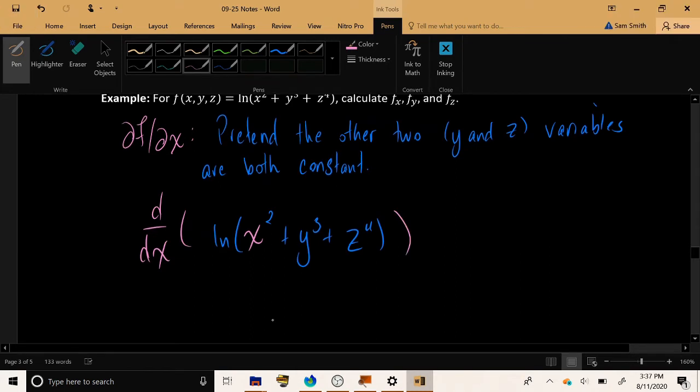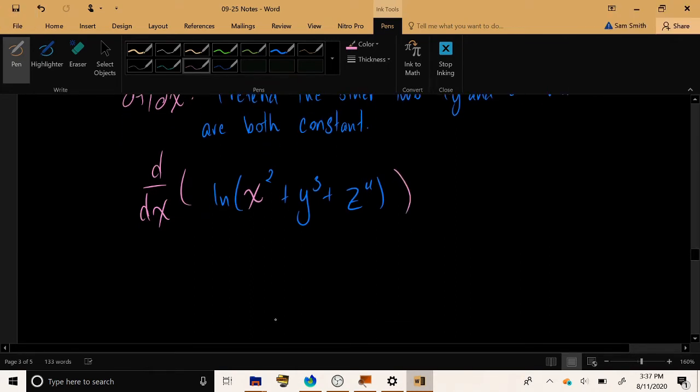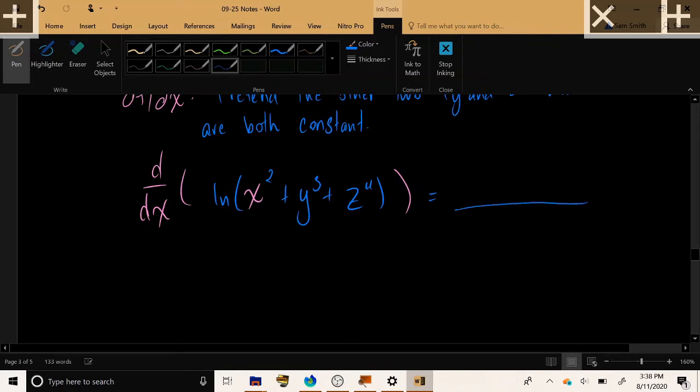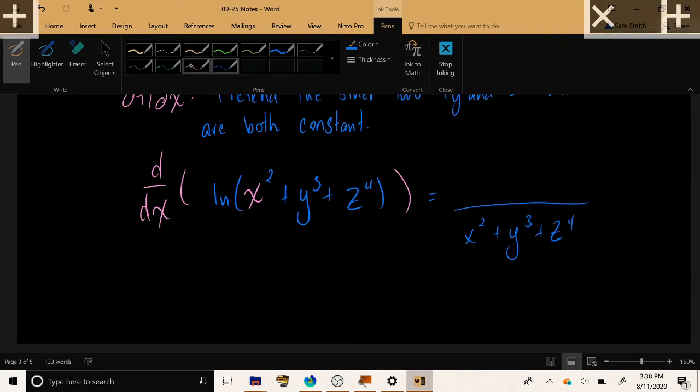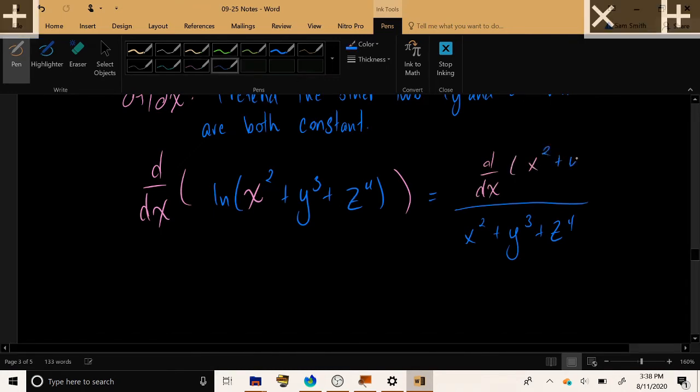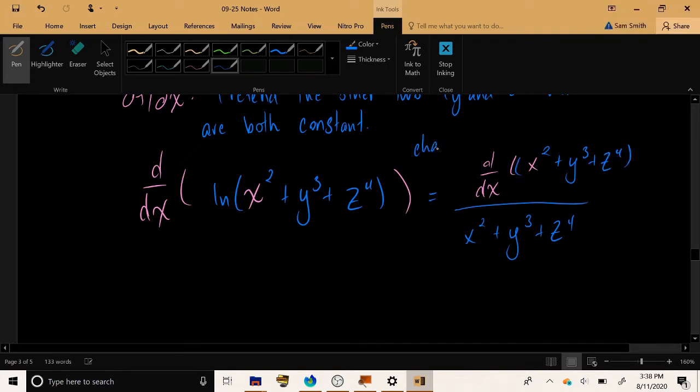So now let's take the derivative of natural log of x squared plus number using the chain rule. The derivative of natural log of something is equal to 1 over that something. And then we need to make sure to multiply by the derivative of the inner function. We've used chain rule here.